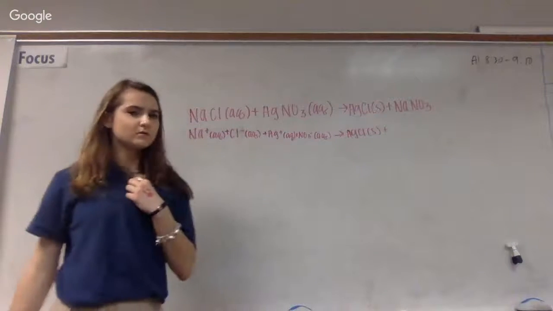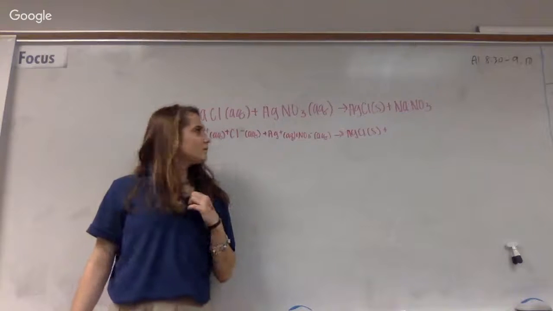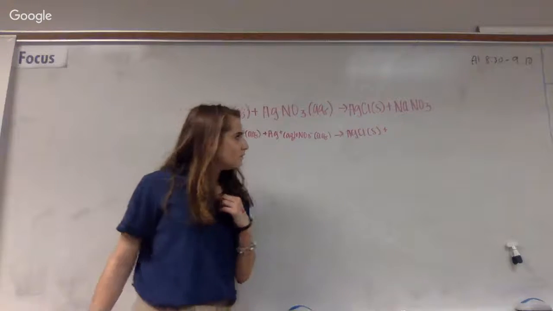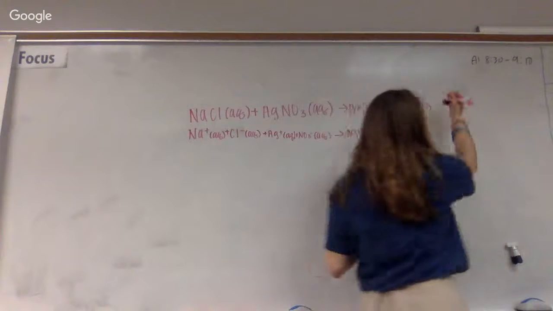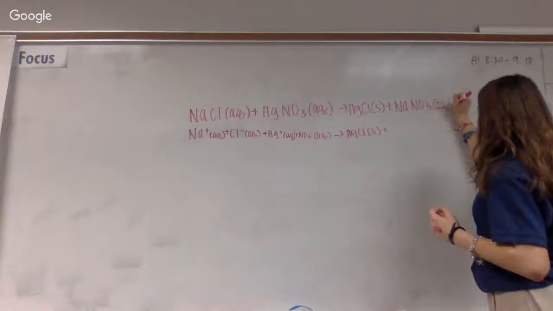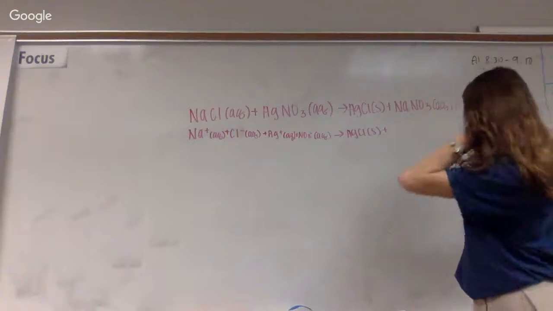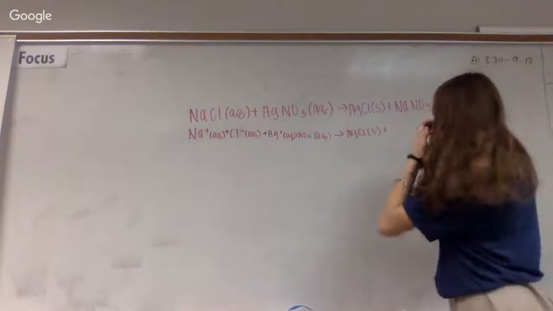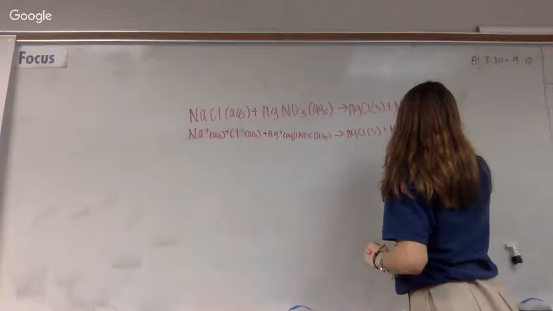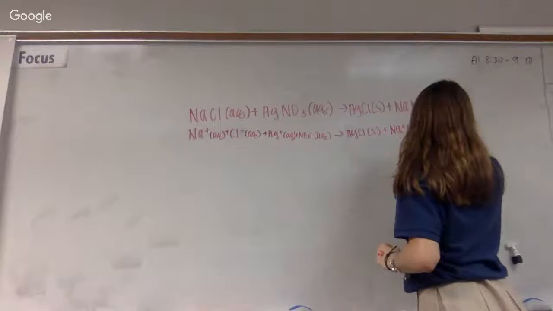Okay, so AgCl is a solid, and then NaNO3 should have written, there should be an AQ next to it as well up on the very top. Okay. And again, what does AQ mean? It means that it's something that's dissolved. So we're going to write this as Na plus and NO3 minus.